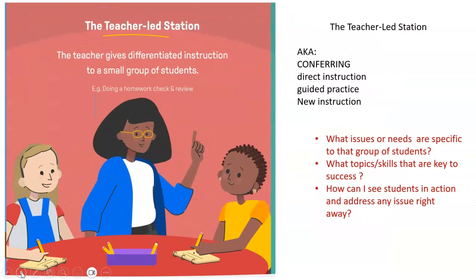This teacher-led station is your conferring station in this scenario. So like I said, as you're grouping students, what are the issues or needs that you need to address? What are the topics or skills that are key to their success on this topic, on this test, on this writing? And how can I see them? And you want to see all of them in this model. You do not have to group them by ability or by what they have or have not, but if you do that, that allows you to then speak to all 4 of them at the same time.